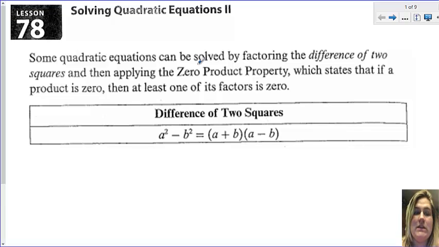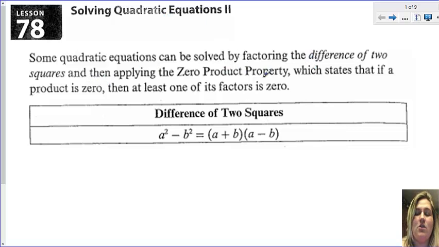What we're talking about today is lesson 78, solving quadratic equations, part 2. This should be a very easy lesson for you guys because we have talked about difference of two squares before, and we talk about them in Algebra 2 or in Algebra 1, so that's something that you should already have a good idea on.